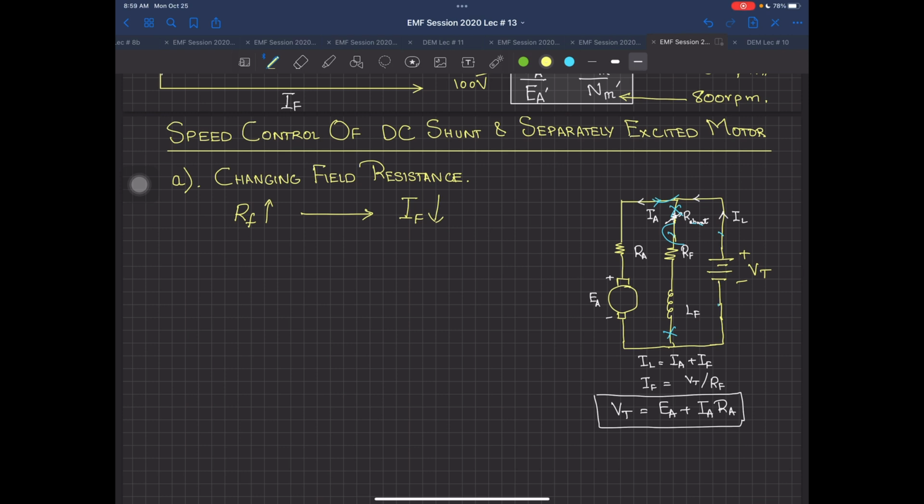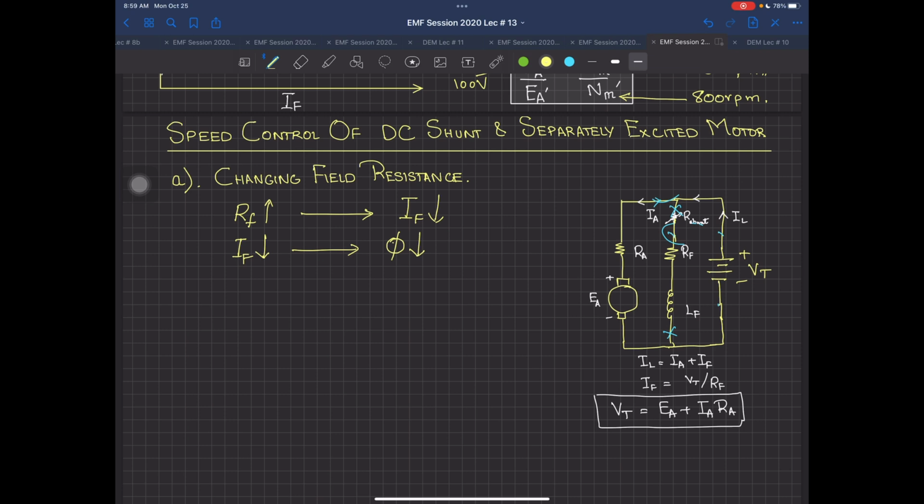Now, I am doing this analysis on a transient basis. I am not talking about a steady state analysis. I am doing it in millisecond times, at the very instant, what will happen? Since RF resistance is increased, your field current has decreased. So when your field current has decreased, the flux phi of your machine will decrease, because they are interrelated.